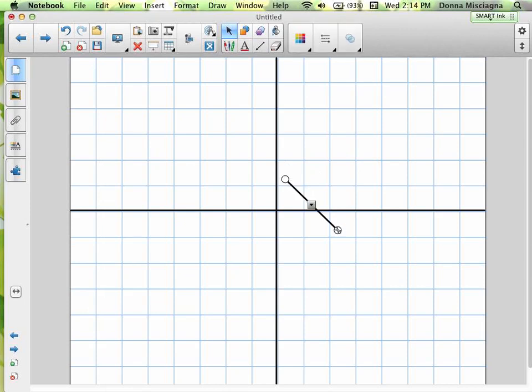Oh, you know what? I'm going to just use that for my slope with a positive line. I'm just going to turn it around. All right, so this time, let's graph a line with a positive slope. I'm just going to pick that point there, and this point right here.